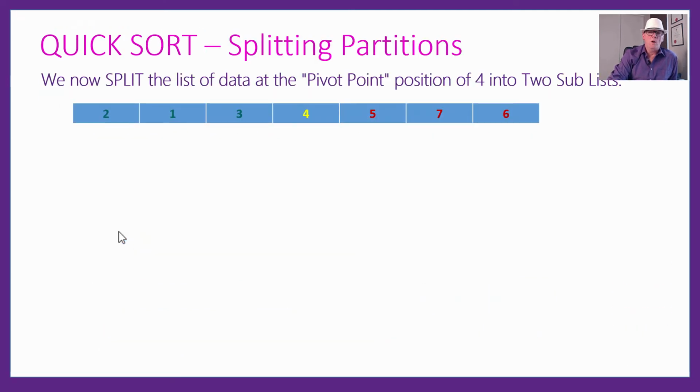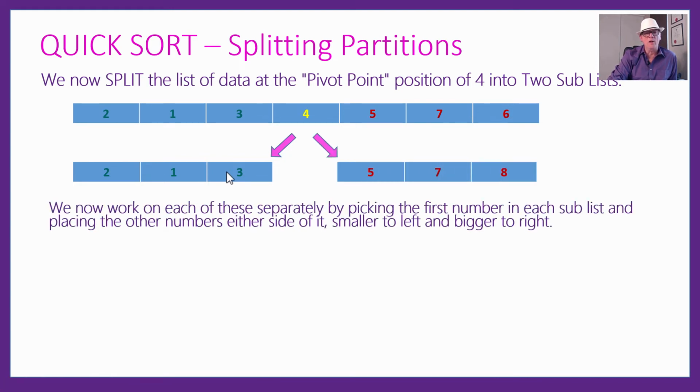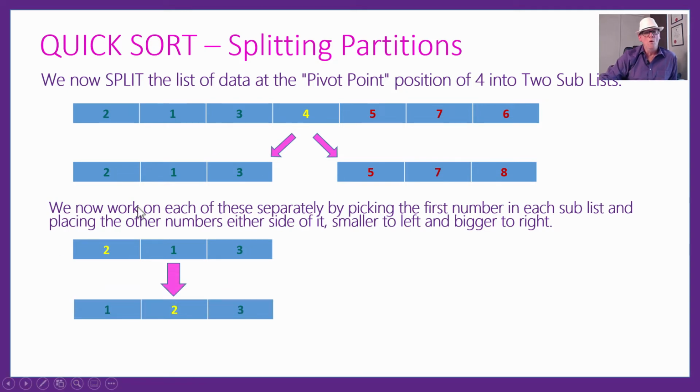And then we keep going. What we do now is we split off this left-hand part here, 2, 1 and 3, and work on sorting that separately. So we work on each of these separately by picking the first number. Let's pick the 2 and move these either to the left or the right of 2, depending on whether they're smaller or bigger than 2. Okay, so 1's smaller, it needs to go to the left. 3's bigger, so it needs to be on the right. So we've now worked on this left-hand side separately and got it into sorted order, 1, 2 and 3.